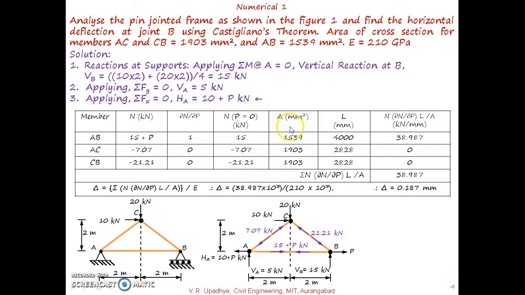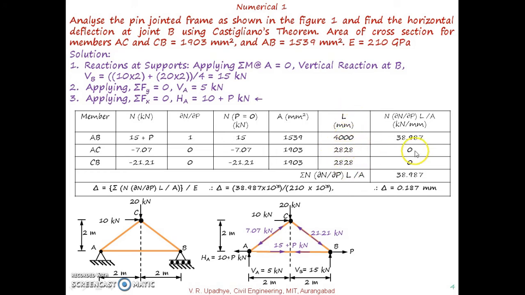Now the area of cross section of each member is given. For member AB, that was 1539 millimeter square, so it is written. And for members AC and CB, that is 1903 millimeter square. And the length of each member is written in millimeter. For member AB, it is 4 meter as given, so that will be 4000 millimeter. And for members AC and CB, the inclined distance or span is under root 2 square plus 2 square. If you calculate it, it will be 2828 millimeter.